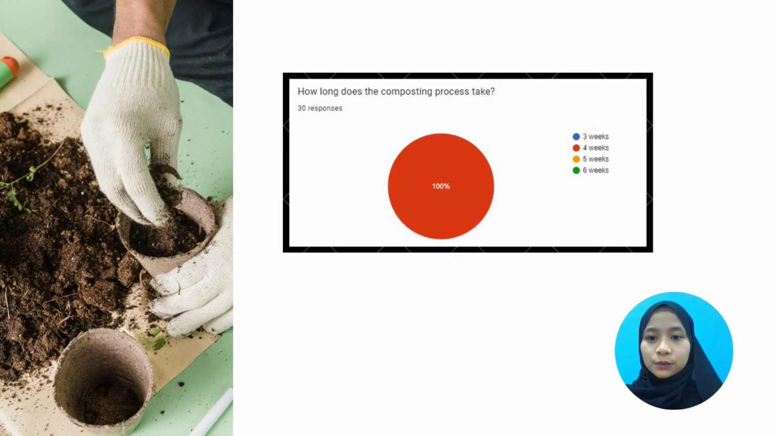This will be the last question in this Section A. The pie chart tells that 30 students choose the 4-week duration for the composting process. This shows that during the SULAM program, the students are focused and give a positive impact and reaction where they know the exact duration for the process.